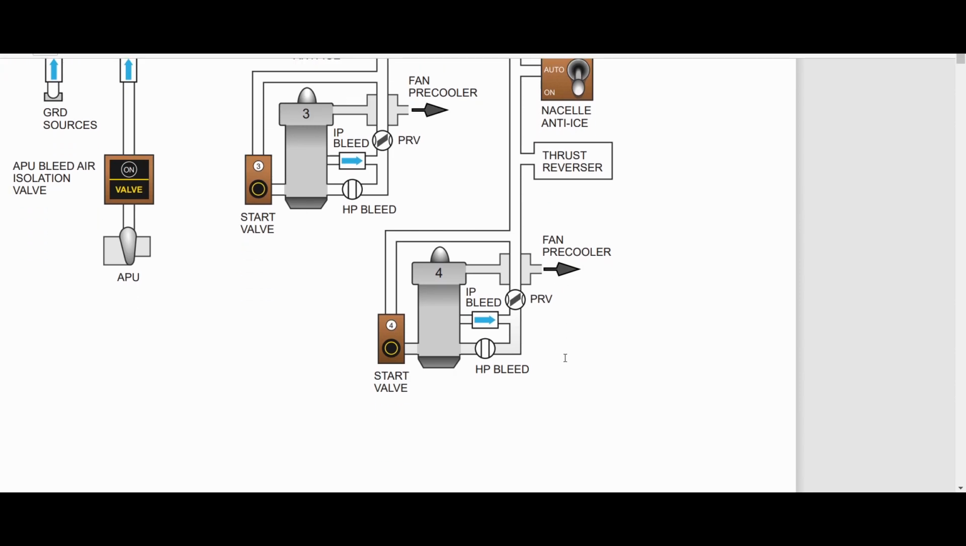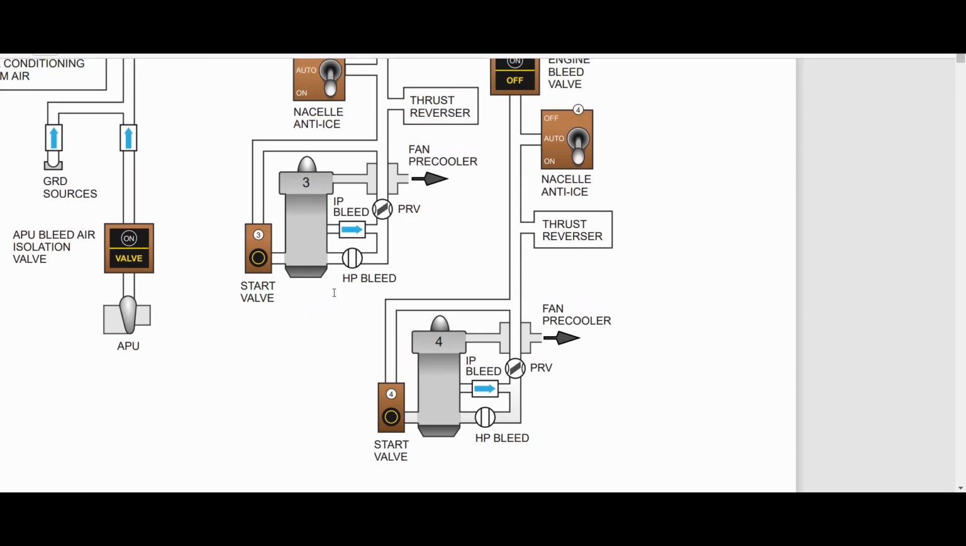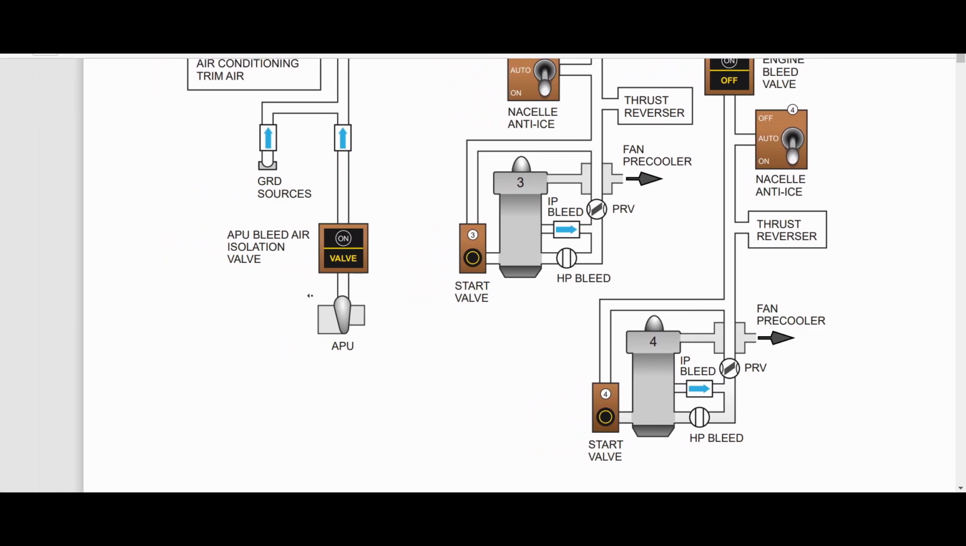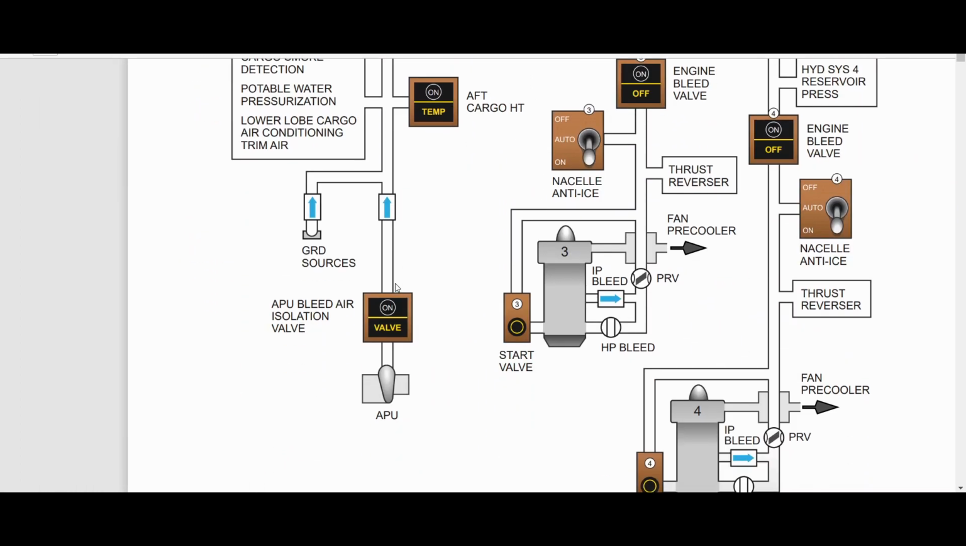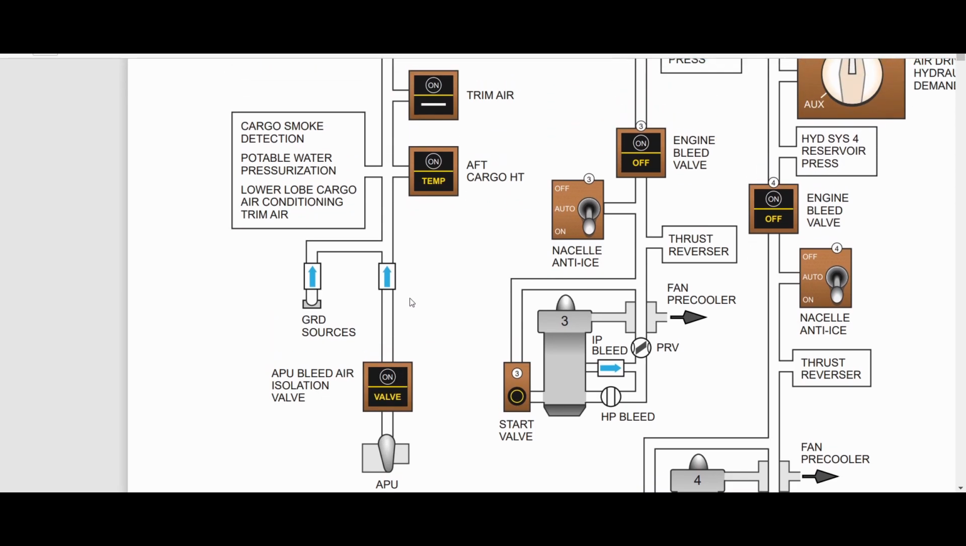APU bleed air supply. APU bleed air is used primarily during ground operation for pack operation and engine starting. APU bleed air is available in flight up to 15,000 feet if you take the APU running on takeoff. With the APU bleed air switch on, the APU bleed valve opens. APU bleed air comes through the center duct right here. Okay, APU bleed air valve, isolation valve right here.